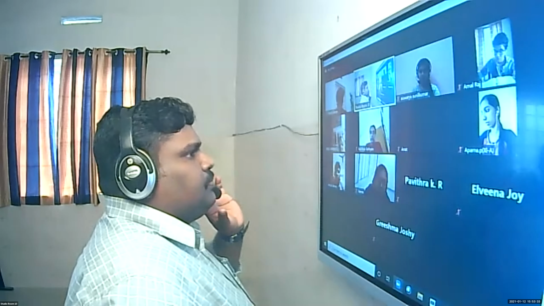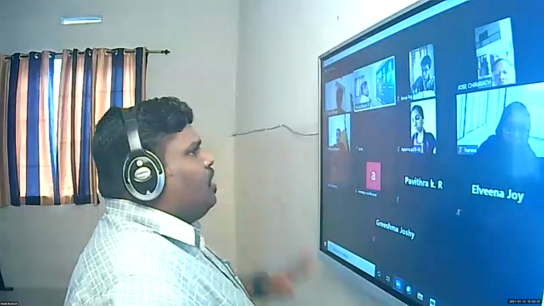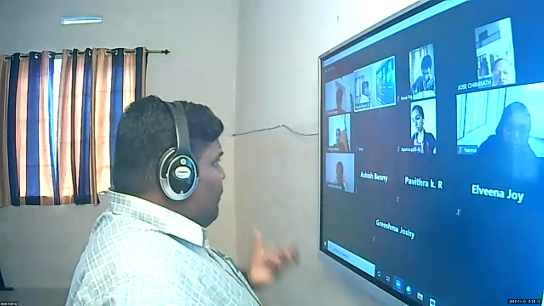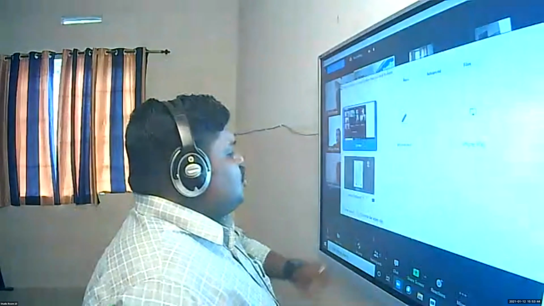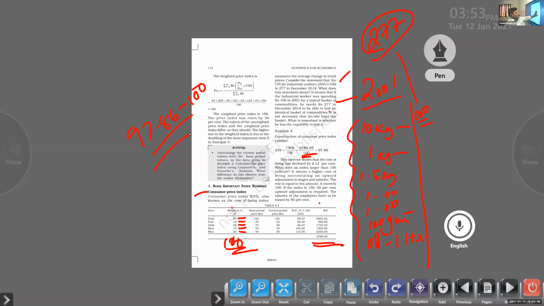Aishwarya, what is your answer? It will increase, definitely. Okay, now we want to spend a comparatively lesser amount. Comparing with the base year, we want to spend less money. So the standard of living will increase. Okay, so just keep that idea in your mind. Clear?